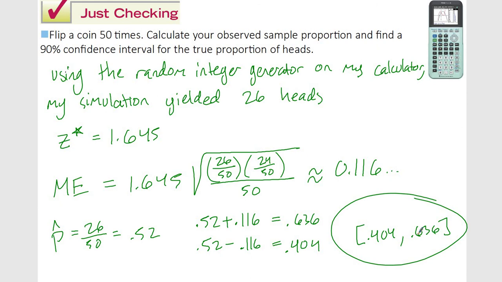Now this would be a cool part if we all talked about our different proportions. We'd all see what we got. It'd be interesting to see because 95% of the samples should capture the true proportion.